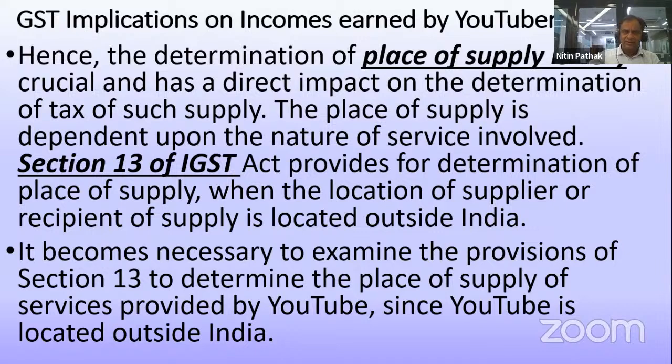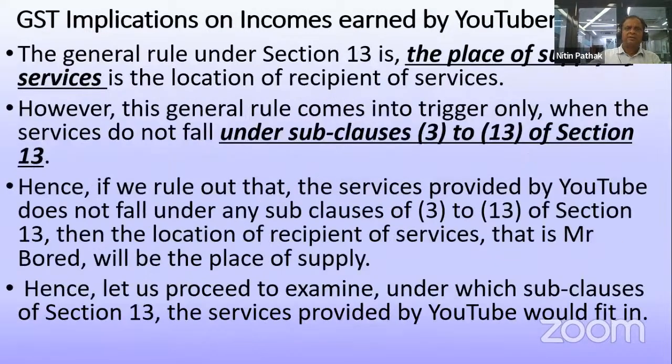It becomes necessary to examine the provisions of section 13 to determine the place of supply of services provided by YouTube, since YouTube is located outside India. The general rule under section 12 is that the place of supply is the location of the supplier, which I have already covered. However, there is an exception to this general rule. Hence, if we rule out that the provider is outside, then the place of supply would be the normal destination-based supply. So I'm not going to read one by one, okay?